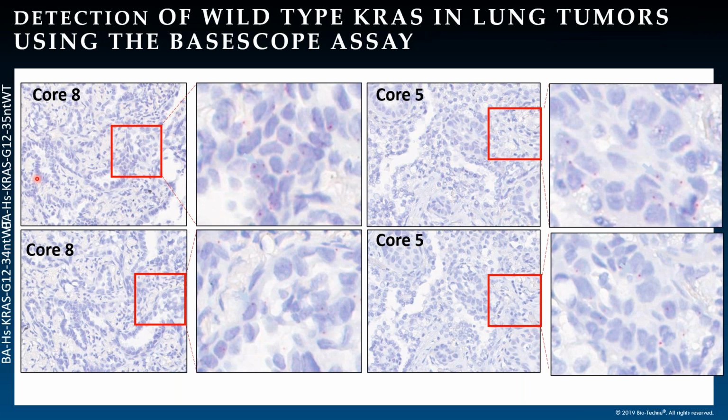And what we found here was, just giving you an example, how the signal appears using our point mutation probes. Now, these are 2 cores from the TMA, core 8 and core 5, which have wild type BRAF expression. And so using our wild type BaseScope probes that are similar in design to our point mutation probes, we were able to detect nice punctate dots indicating wild type detection or wild type BRAF expression in these cores.